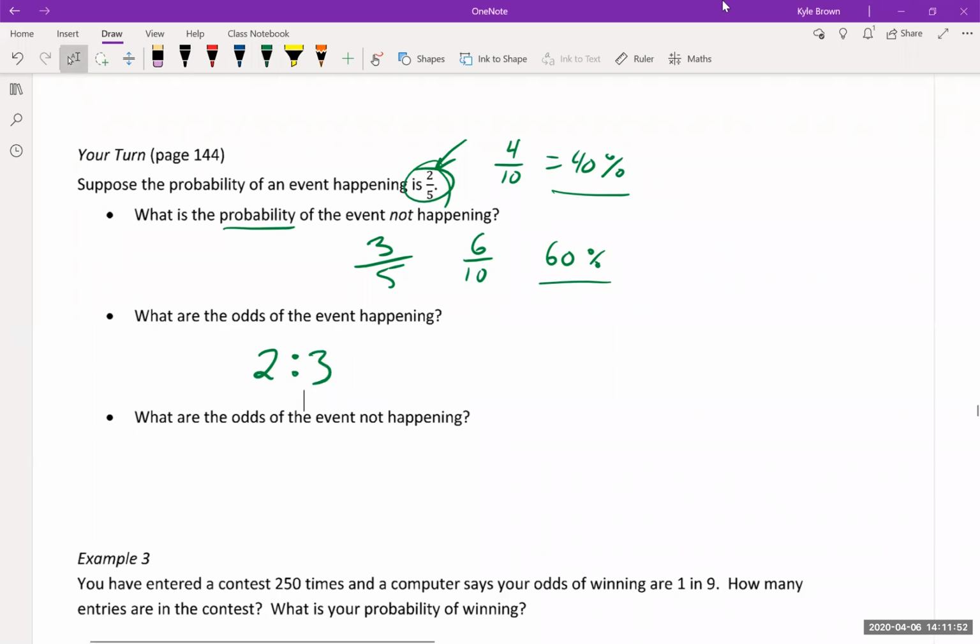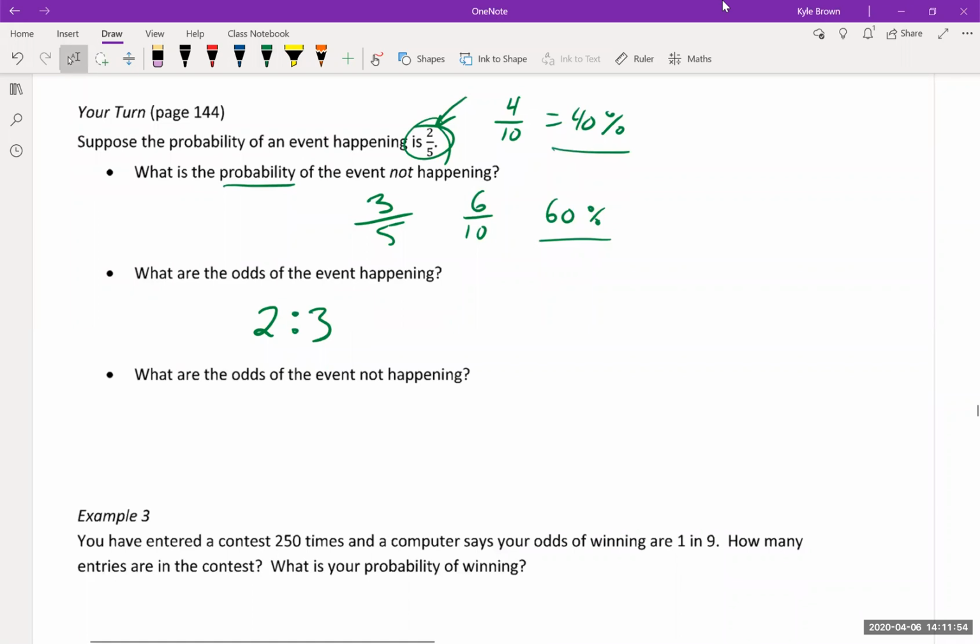All right, what are the odds of the event not happening? Okay, well, that's easy. Now that we have this one, other way around, 3 to 2.